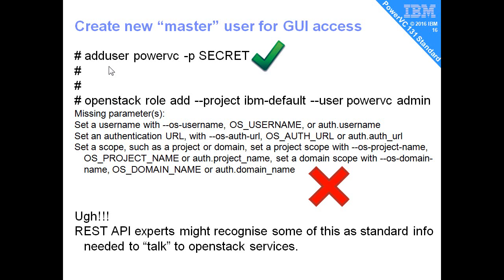It's pretty ugly. If you're a REST API expert, you may recognize these. These are some of the attributes you have to set if you want to be on one machine and talk to OpenStack, or in this case PowerVC, on a different machine. That might give you a clue about what's going on. So let's go and fix that now.